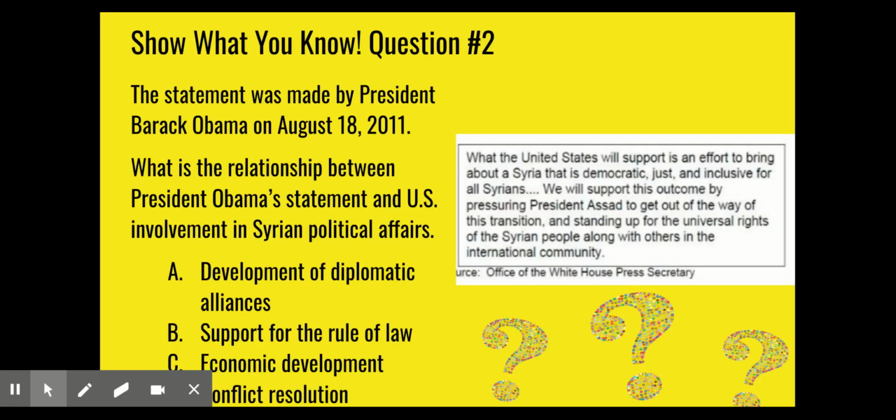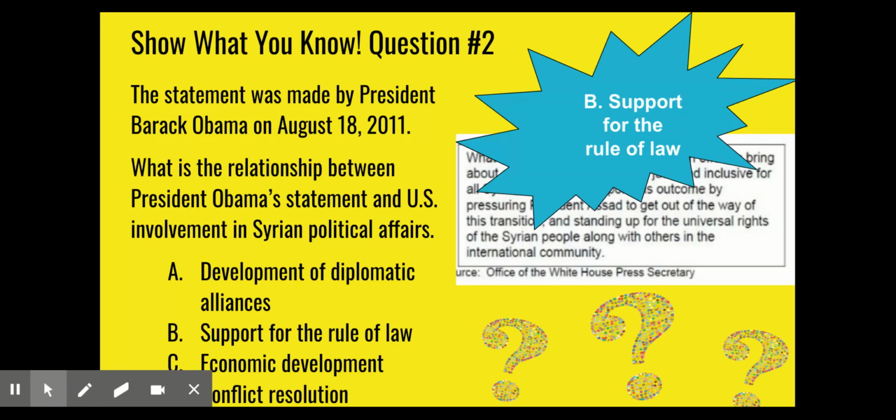Question 2 is a statement made by President Obama on August 18, 2011. What is the relationship between President Obama's statement and U.S. involvement in Syrian political affairs? Is it A, development of diplomatic alliances, B, support for the rule of law, C, economic development, or D, conflict resolution? The correct answer is B, support for the rule of law.